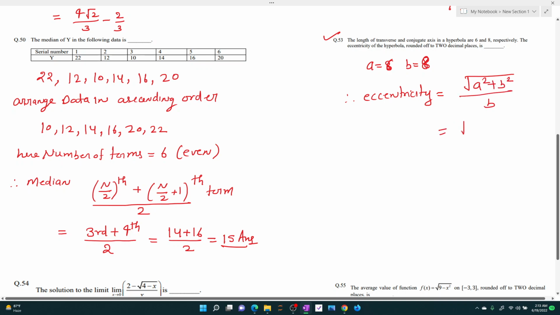So this will become nothing but square root of 6 whole square plus 8 whole square divided by 8. So this is coming out to be square root of 100 divided by 8, that is 10 by 8. And if they ask for up to 2 decimal places, this becomes 1.25, right? So this is the correct answer here.